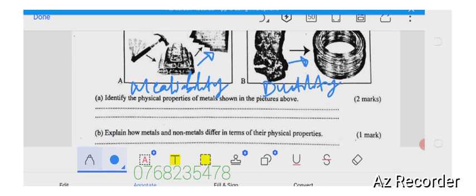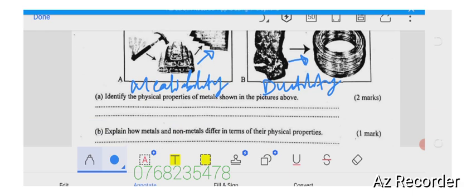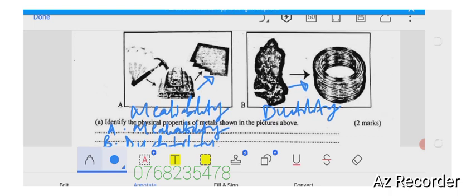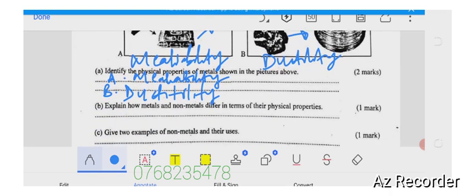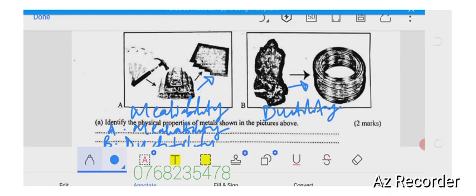So identify the physical properties of the metals shown in the pictures below. The property of A is what we call malleability. And the property of B is what we call ductility. Drawing wires from metals is what we call ductility, and malleability is the process by which metals are hammered into thin sheets.